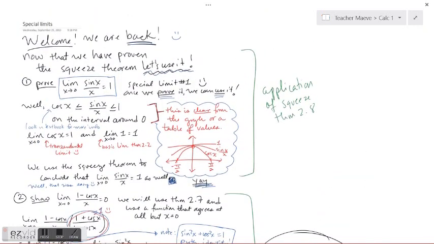All right, so that bottom one was the application of 2.7. This top one is the application of 2.8.